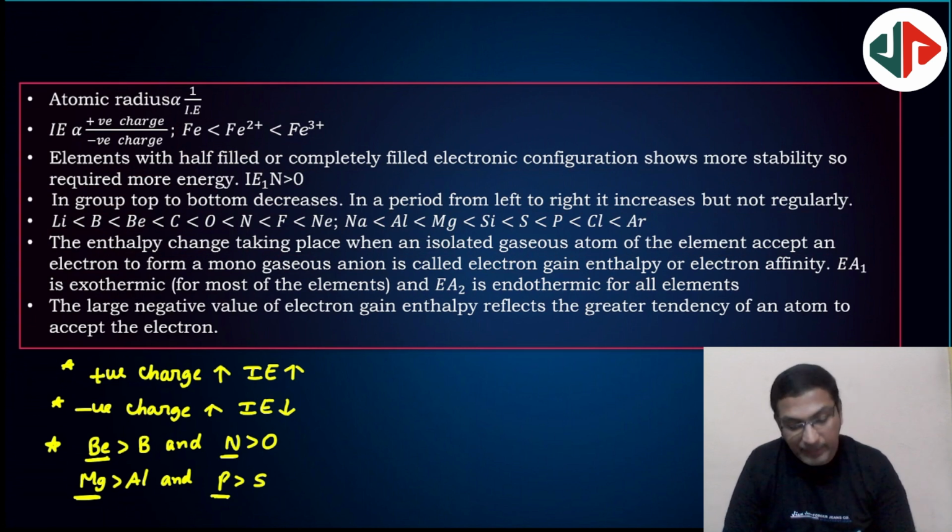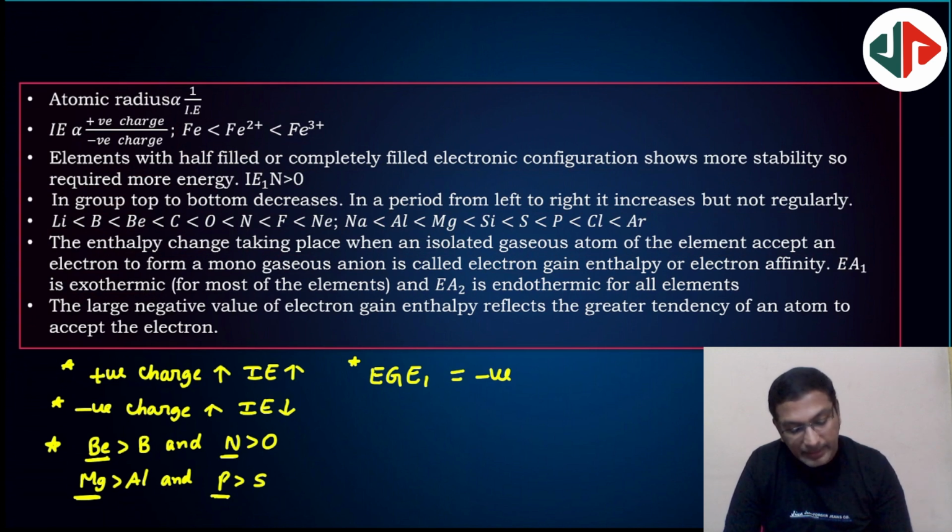Next, EA1 is first electron affinity. First electron affinity is always exothermic. That means release of energy. So electron gain enthalpy 1 or first electron affinity is negative for most of the elements.